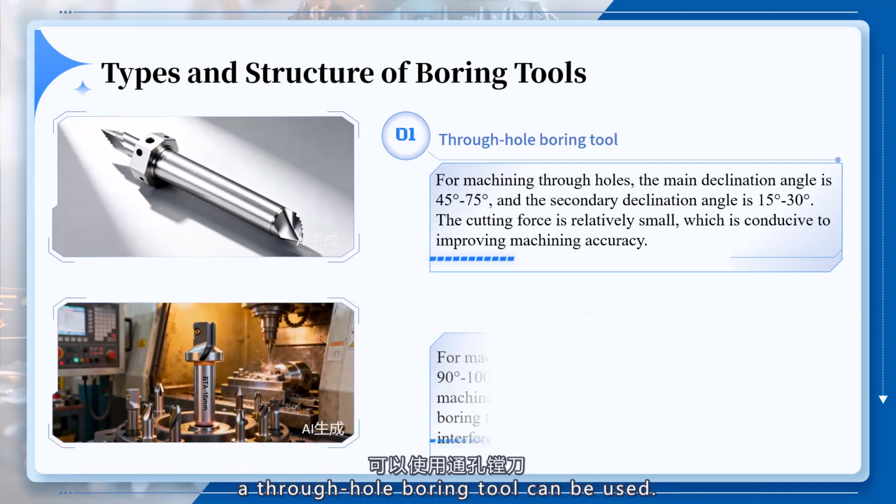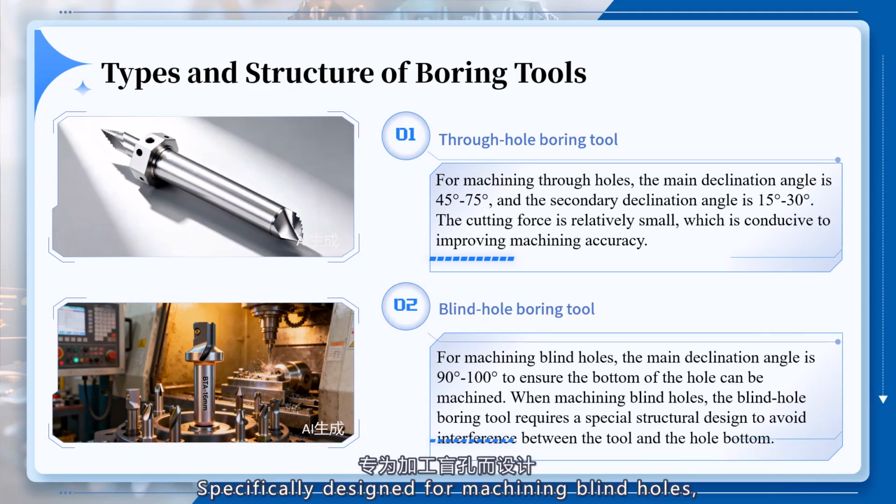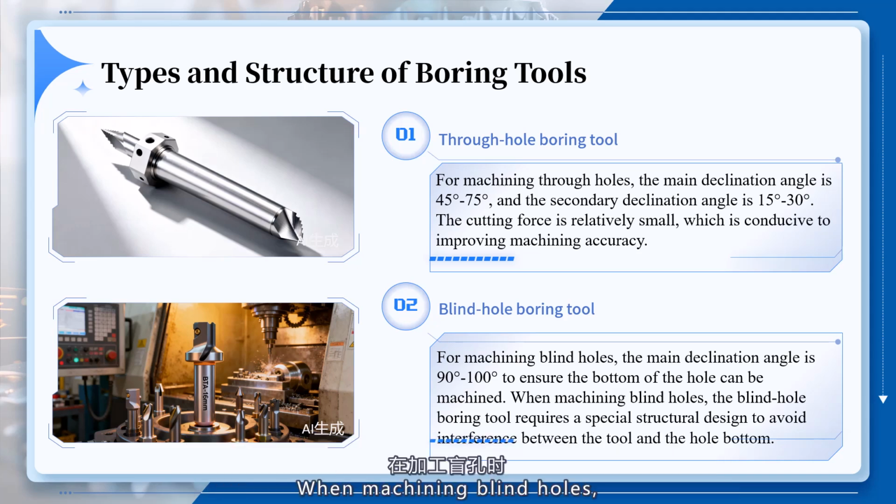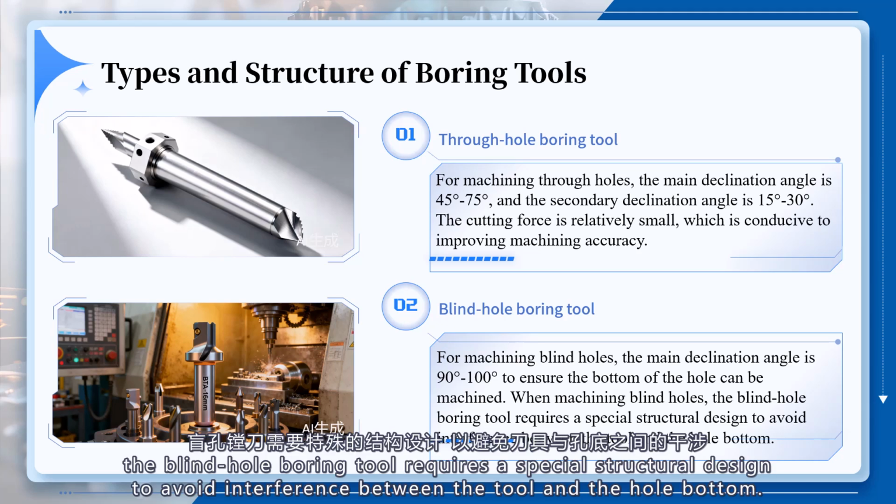Blind-hole boring tool, specifically designed for machining blind holes. Its main cutting edge angle is generally between 90 degrees and 100 degrees to ensure it can reach the bottom of the hole. When machining blind holes, the blind hole boring tool requires a special structural design to avoid interference between the tool and the hole bottom.